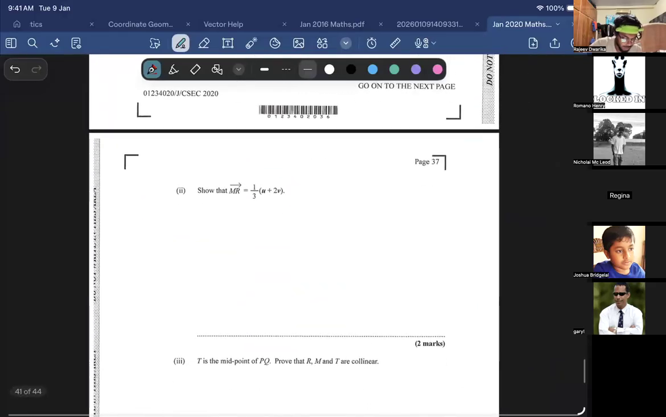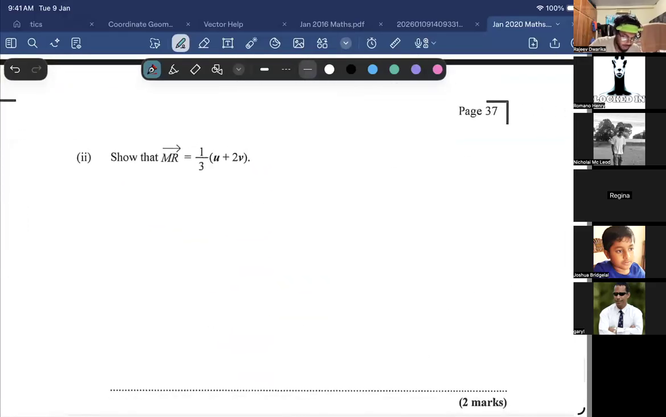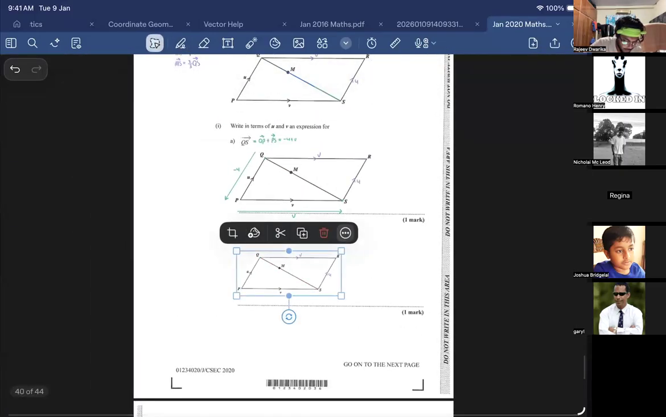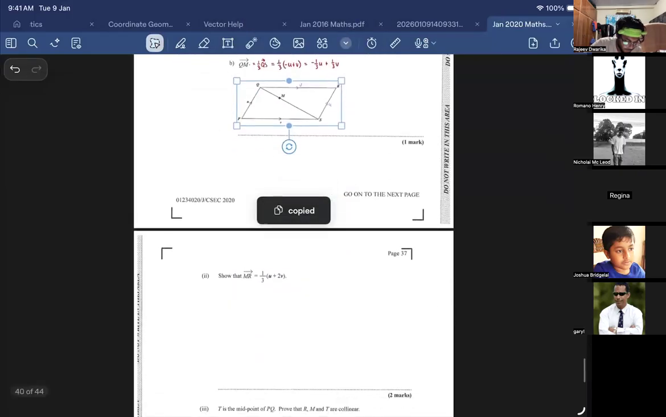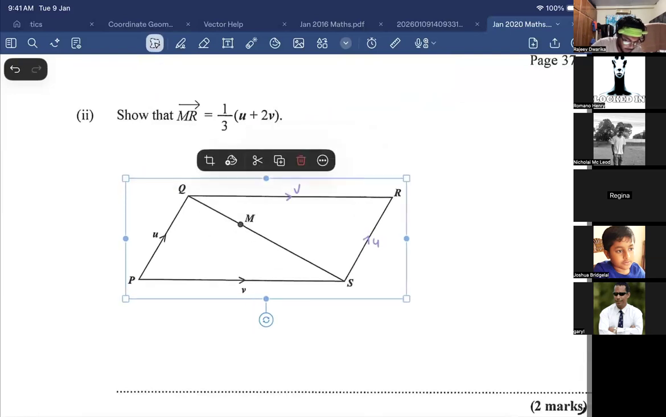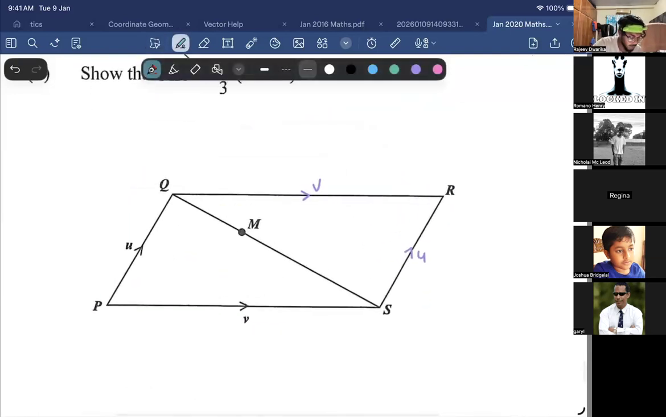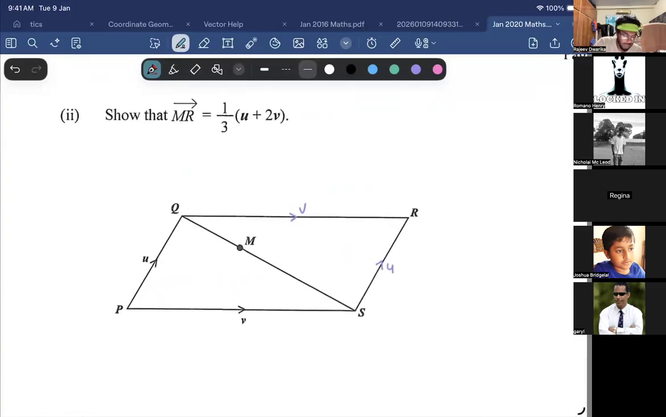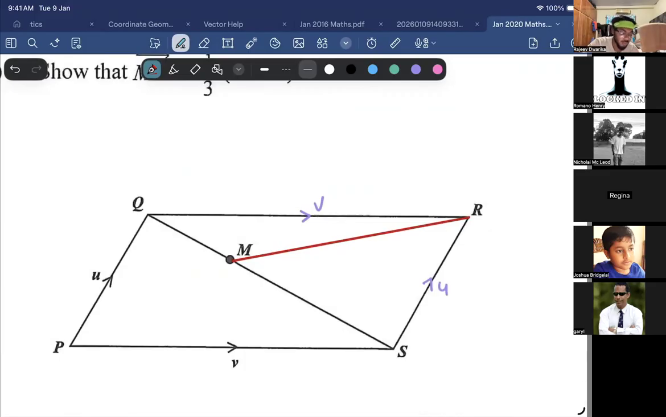Let me move on to this part. Show that M to R is a third U plus 2V. Right. So Gary, I'm gonna connect M to R, because we're trying to find M to R. Agreed? Yes, sir.